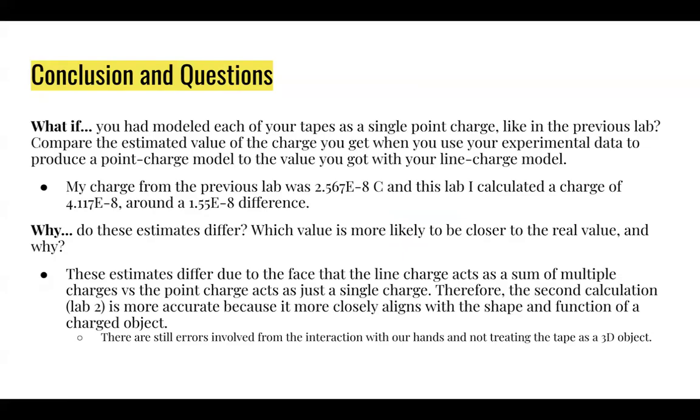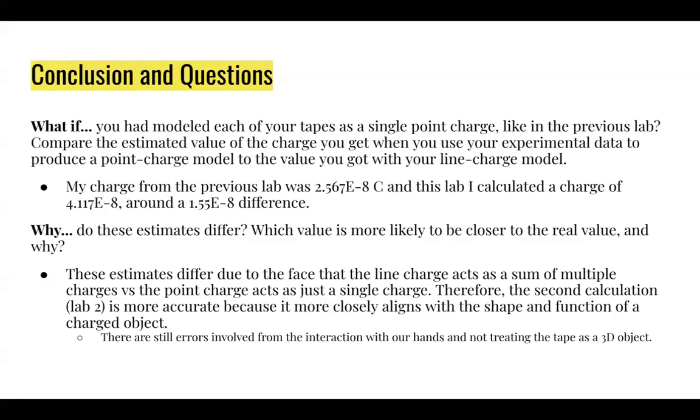So basically my charge from the previous lab is 2.567 times 10 to the negative 8. And then in this lab, I'm calculating 4.117 times 10 to the negative 8, which is around a 1.55 times 10 to the negative 8 difference. And why do these estimates differ? Which value is more likely to be closer to the real value?